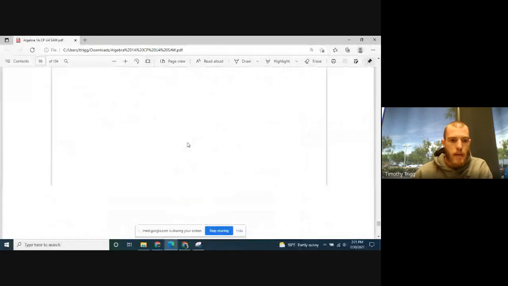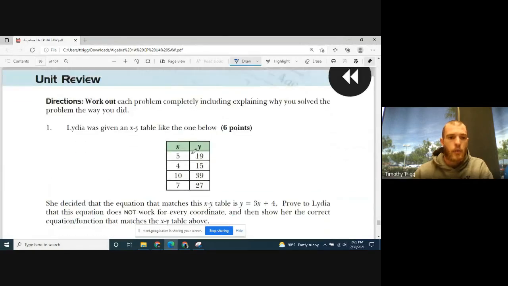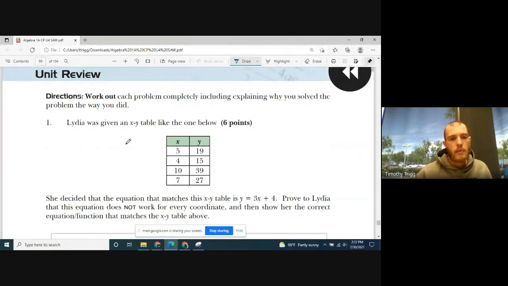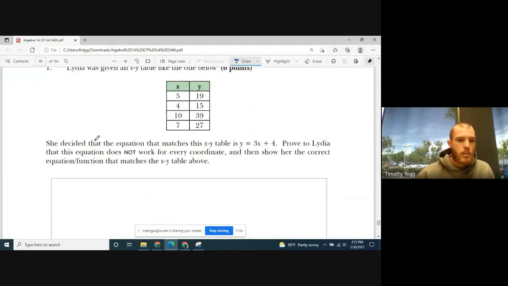So let's go ahead and start page 1 of the review. It starts on page 87, and we'll start with number 1 here. Lydia was given an XY table like the one below. She decided that the equation that matches this XY table is y equals 3x plus 4. Prove to Lydia that this equation does not work for every coordinate, and then show her the correct equation/function that matches the XY table above.